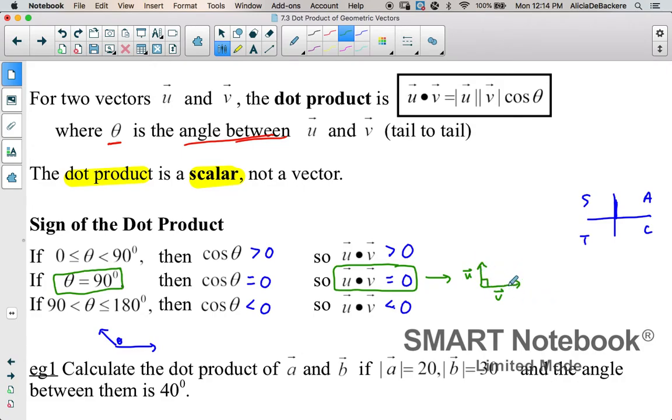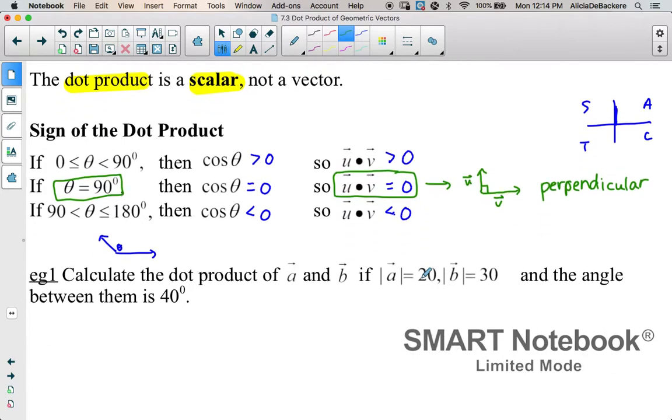So whenever I have these perpendicular vectors, I'm going to have a dot product equal to 0. So we'll look for this word in our questions, perpendicular or 90-degree angle, and that's going to remind me that I can use this useful property that the dot product equals 0.